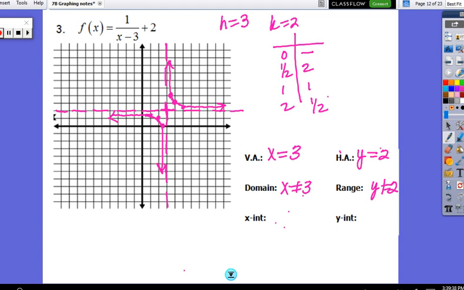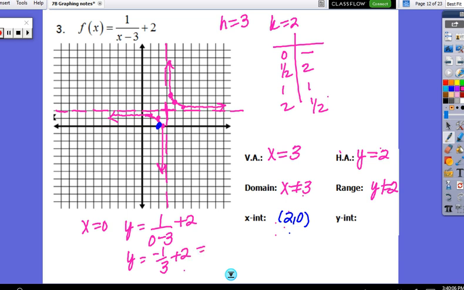Alright, x-intercept. This one I can read the x-intercept off my graph. So it's at 2, 0. The y-intercept is a fraction. Let's do some math to find that value. So I find the y-intercept when x is equal to 0. So I'm going to plug 0 in for x and solve for y. So I get negative 1/3 plus 2. So if I simplify this fraction, I'm going to get 5/3. So my y-intercept is 0, 5/3.